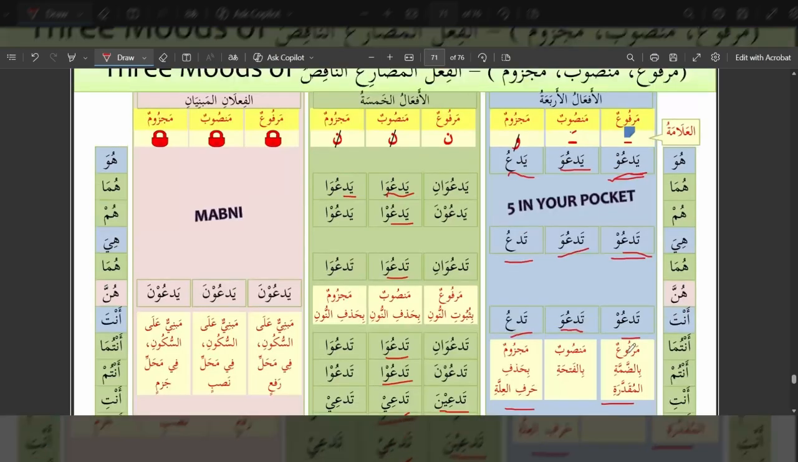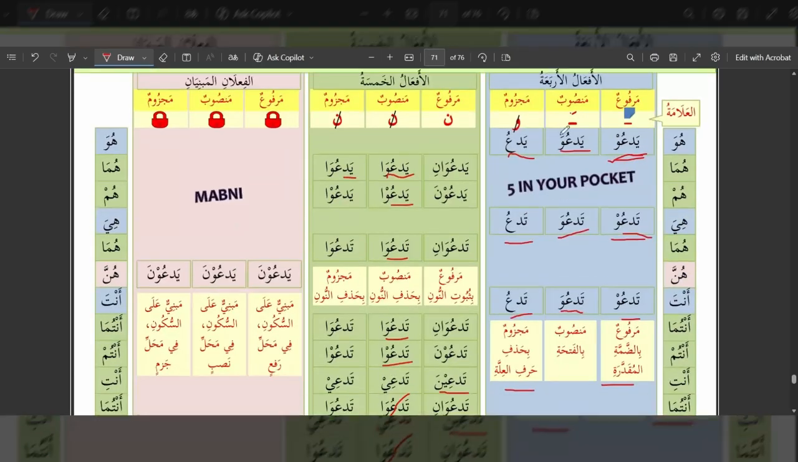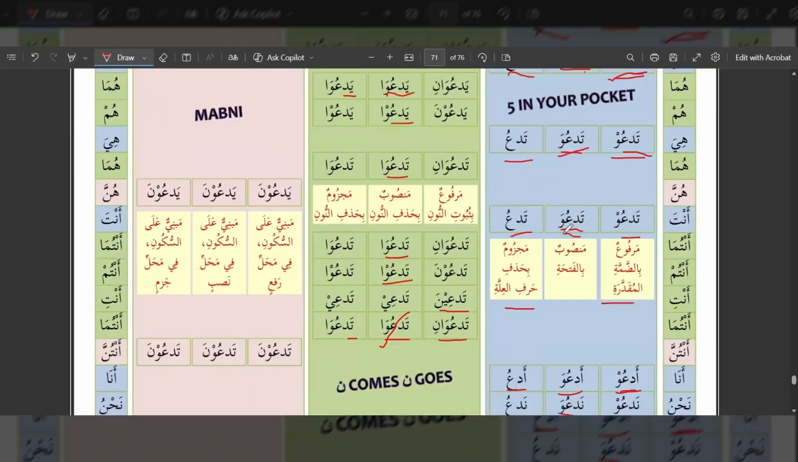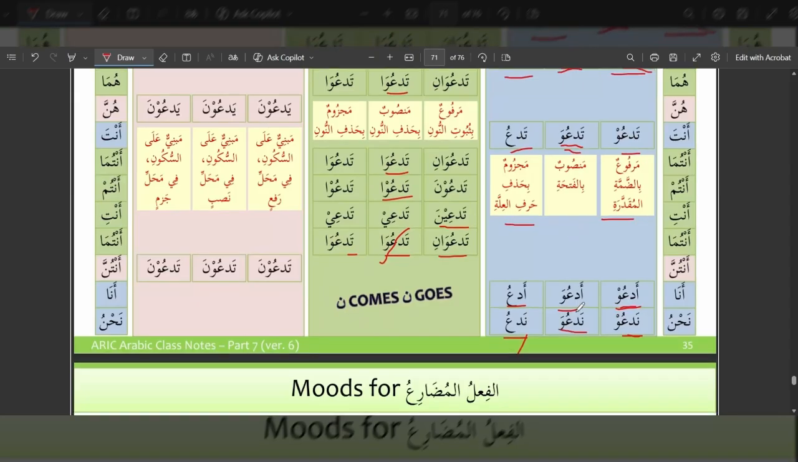Then in the mansoob form, the mansoob is shown with the fatha, which is very clear here, the fatha at the end. So for huwa it is yad'uwa, for hiya it is tad'uwa, for anta it is tad'uwa, for ana ad'uwa, and for nahnu it is nad'uwa.